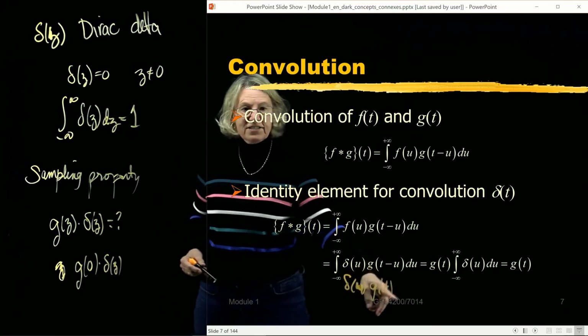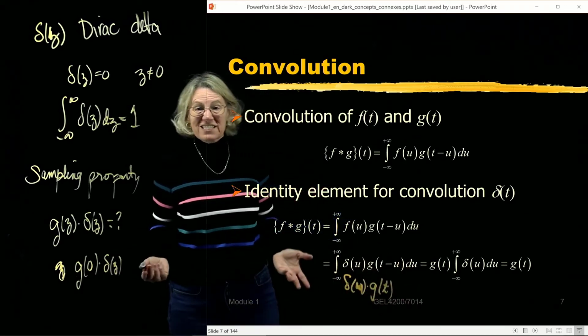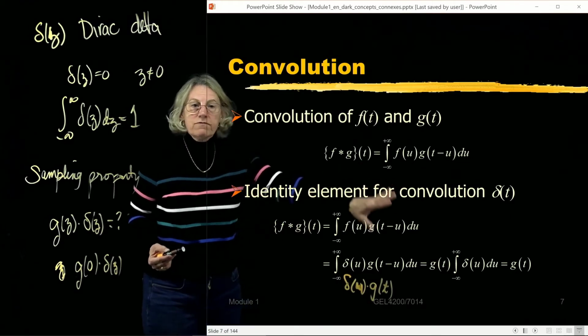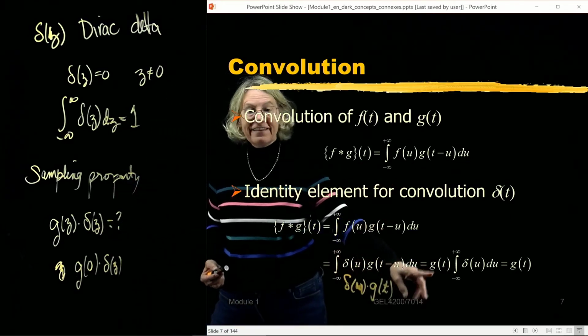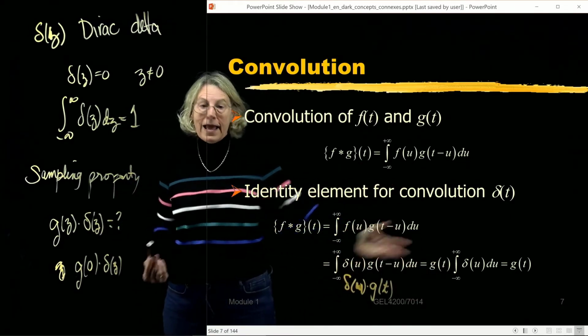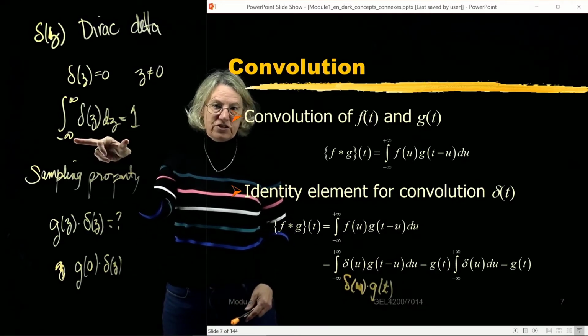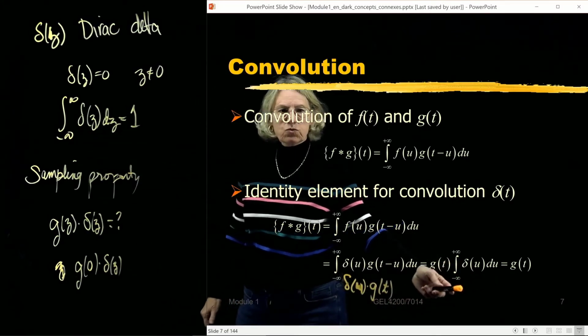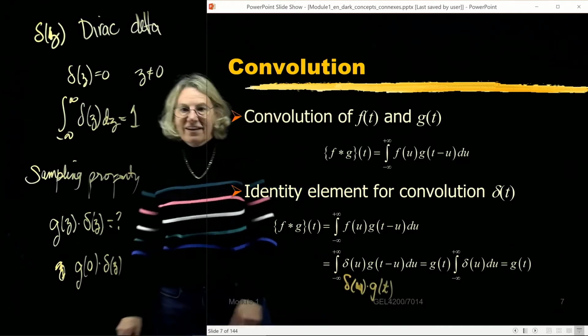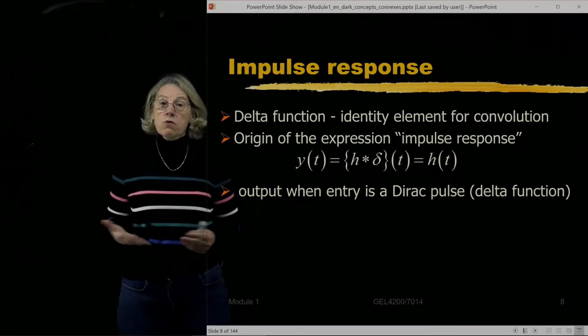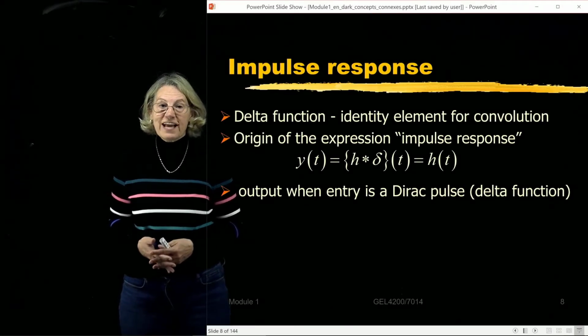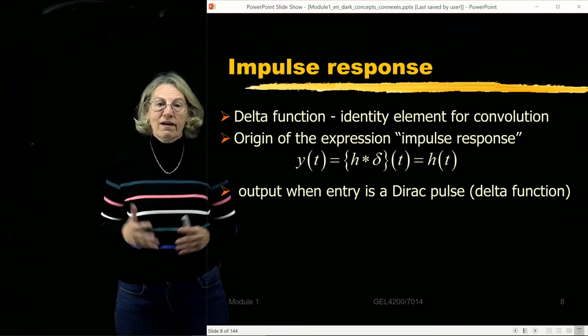So this g of t is no longer a function of u, so it doesn't have to stay inside the integral. I can remove it from the integral and put the g of t on the outside. And now what do I have left? I have this expression. So this integral is just 1, so the output is g of t. So we've seen that the delta function is the identity element for convolution.